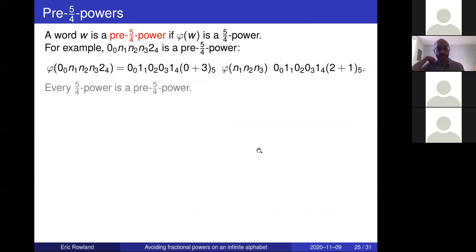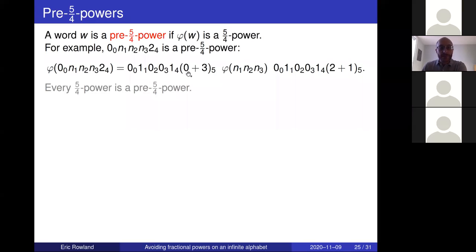So this morphism does not preserve 5/4 power freeness. So we had to create a workaround to this. Our workaround was to consider a notion of pre-5/4 power freeness. So we call a word a pre-5/4 power under this morphism if it becomes a 5/4 power when you apply phi. So for example, this word is not a 5/4 power because 0, 0 and 2, 4 are different letters. But if you apply phi to it, you do get a 5/4 power. So it is a pre-5/4 power.